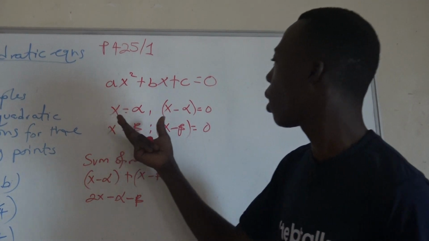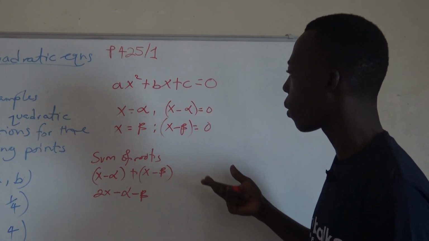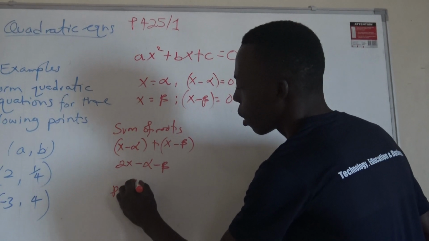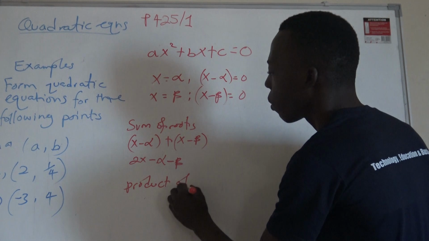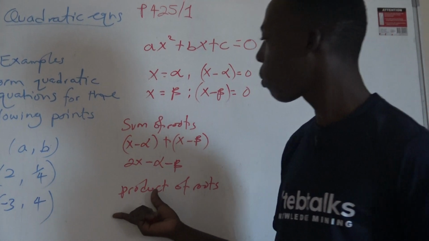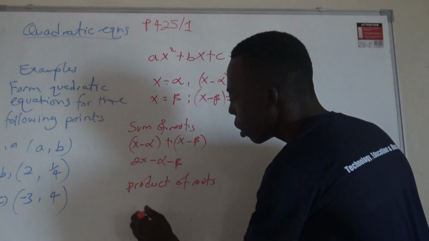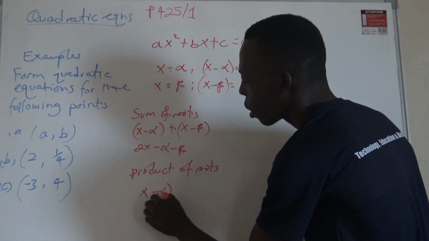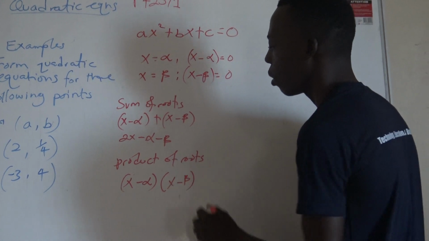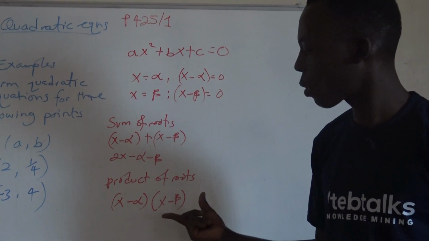When they have given us something like this, after getting the sum of roots, you have to get the product of roots. When you are getting the product of roots, we just get these two roots, then we multiply them. So it will be x minus alpha, times x minus beta. By doing this, we are getting now the product of roots.